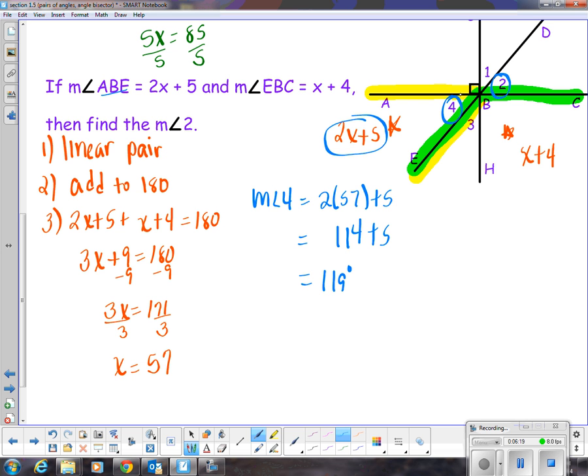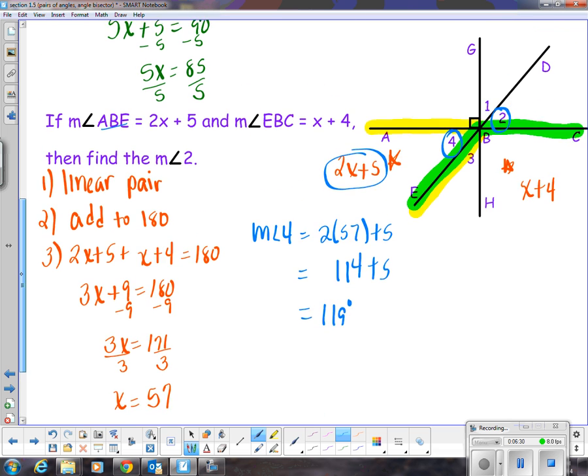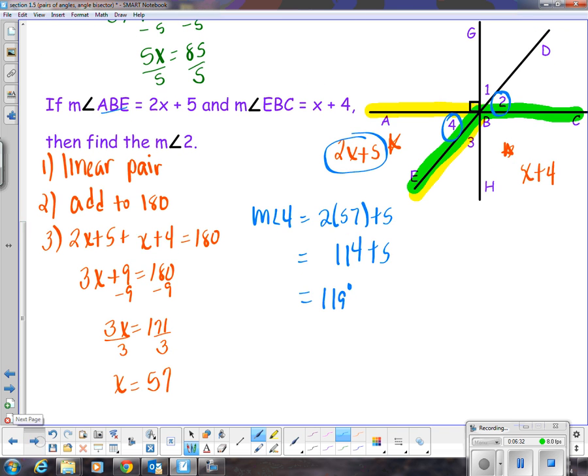Now, my diagram is not drawn to scale. Don't ever let the diagram make you think you are wrong, because I will not draw my diagrams to scale, because I want to know if you know the geometry. All right, let's do some more.